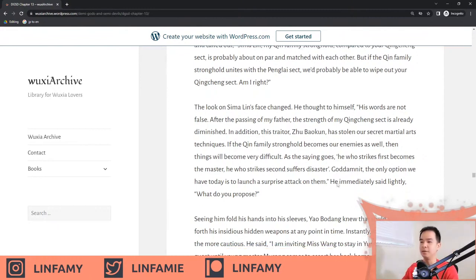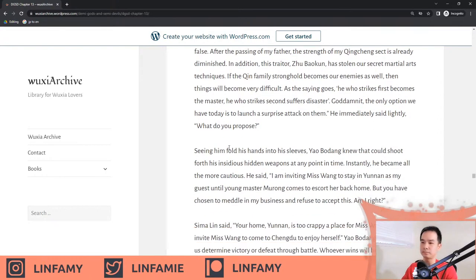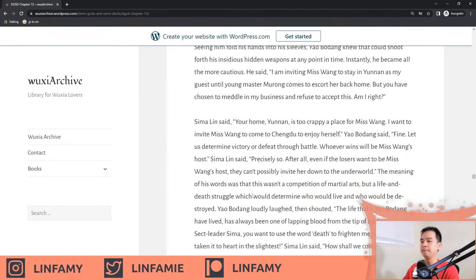He immediately said lightly, "What do you propose?" Seeing him fold his hands into his sleeves, Yao Bodong knew that he could shoot forth his insidious, hidden weapons at any point in time. Instantly, he became all the more cautious. He said, "I am inviting Miss Wang to stay in Yunnan as my guest, until young Master Murong comes to escort her back home. But you have chosen to meddle in my business and refuse to accept this, am I right?" Sima Lin said, "Your home, Yunnan, is too crappy a place for Miss Wang. I want to invite Miss Wang to come to Chengdu to enjoy herself."